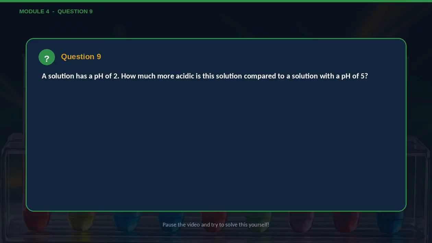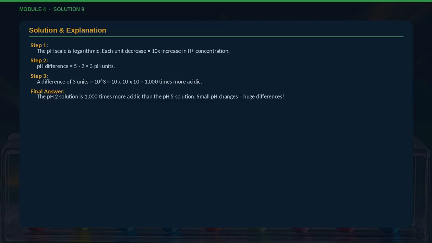Question 9. A solution has a pH of 2. How much more acidic is this compared to a solution with a pH of 5? The pH scale is logarithmic, so each unit decrease means 10 times more acidic. The difference is 5 minus 2, which is 3 pH units.